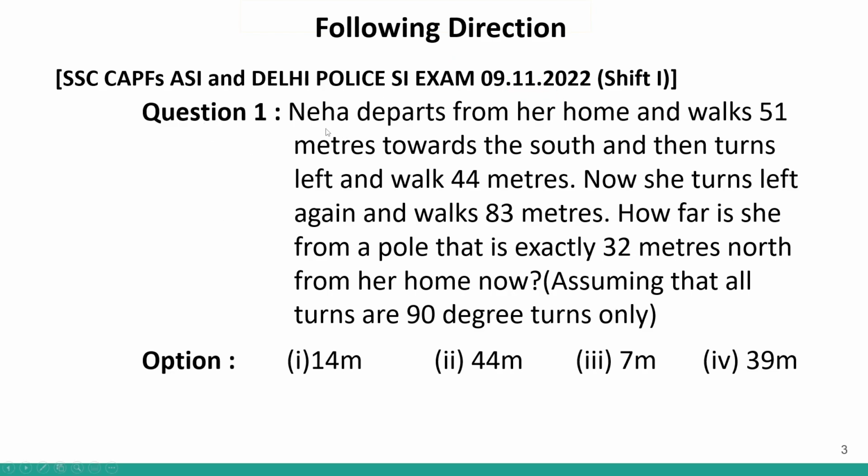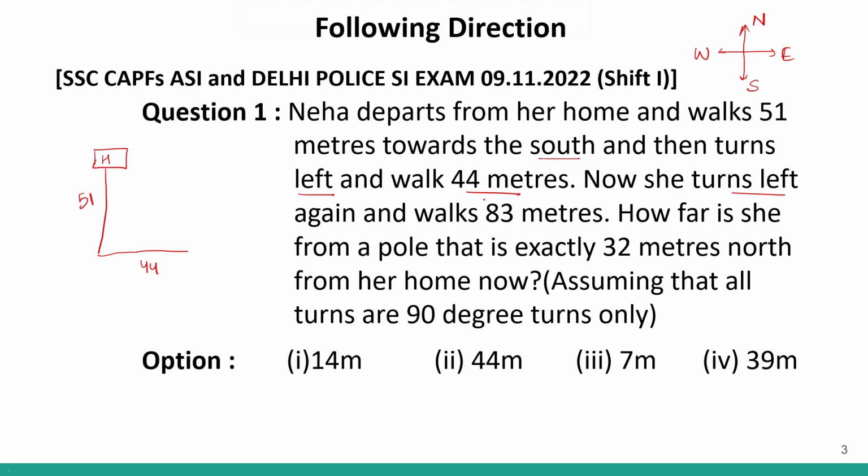Let us start. Neha departs from her home and walks 51 meters towards the south. So here I am drawing this simple chart for your reference. This is north, south, this is east, and this is west. So let's say Neha's home is over here, and she departs and walked 51 meters towards the south. Then she turns left. So left will be this direction and she walks for 44 meters.